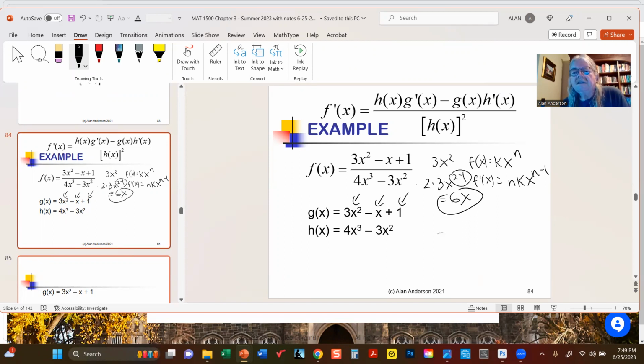For the minus x, I'm going to watch it here. That means that k is -1, n is 1. This one's a little tricky. So there's an implicit 1 here. So the derivative, of course, as always, is nk times x to the n minus 1. We're going to have 1 times -1 times x to the 1 minus 1.